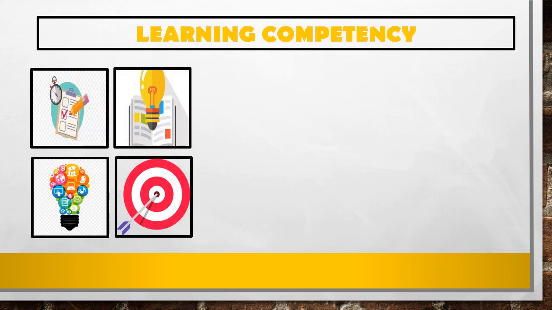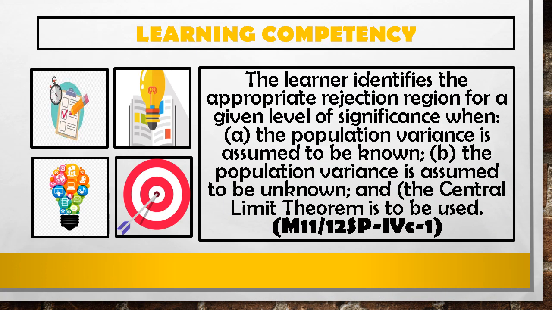Let's have the learning competency for this video. The learner identifies the appropriate rejection region for a given level of significance when the population variance is assumed to be known, the population variance is assumed to be unknown, and the central limit theorem is to be used. So this is the learning competency for this video.